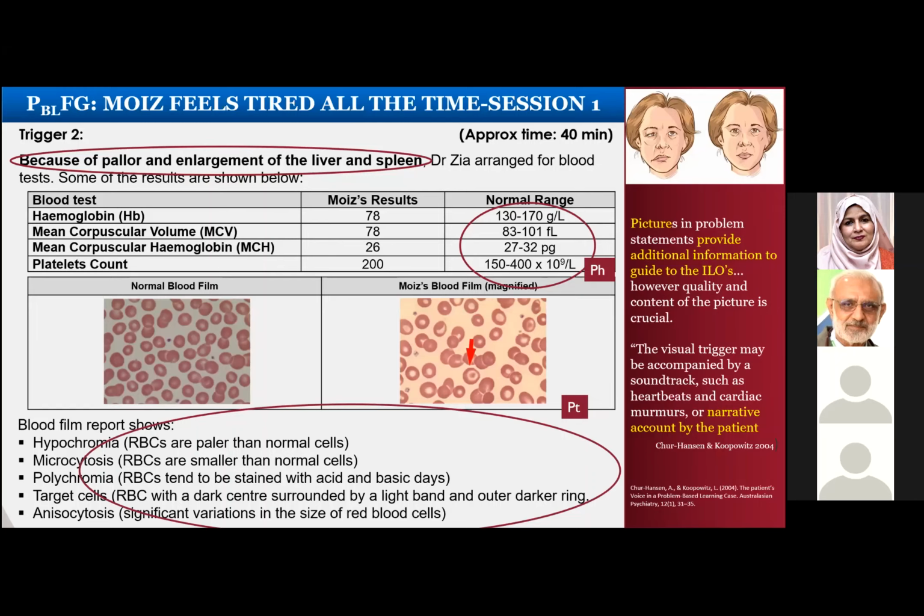And then you will see that they are giving the blood report, and in this blood report, they're not saying only hypochromia, microcytosis, polychromia. They're telling them also what it actually means. That means that you are helping the students to quickly go through these things so that they can progress, and then they don't spend too much time in finding the meaning of these words.